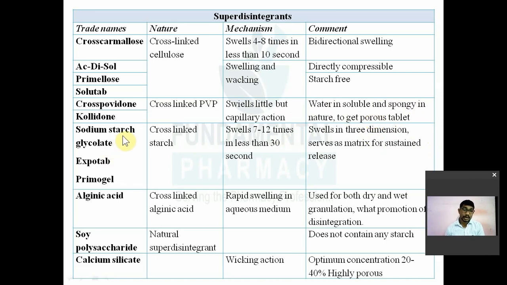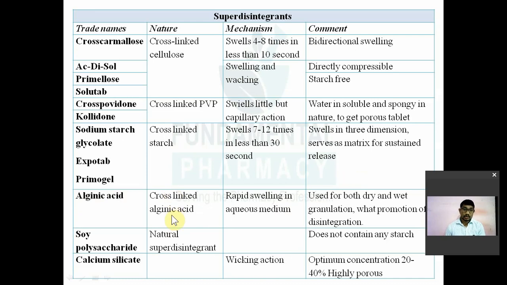The next one is sodium starch glycolate. Sodium starch glycolate, Explotab, Primogel, all these are the names. Remember, a question has already come on this. All these three consist of cross-linked starch. They are derivatives of starch. Whenever starch comes in contact with water, it will swell 7 to 12 times its original mass in less than 30 seconds, and it will burst and release the drug. It swells in three dimensions and serves as a matrix for sustained release of the drug.